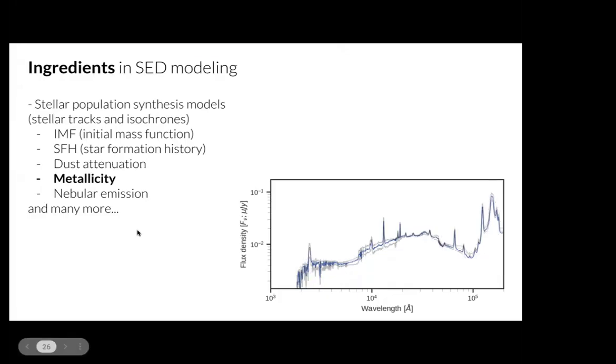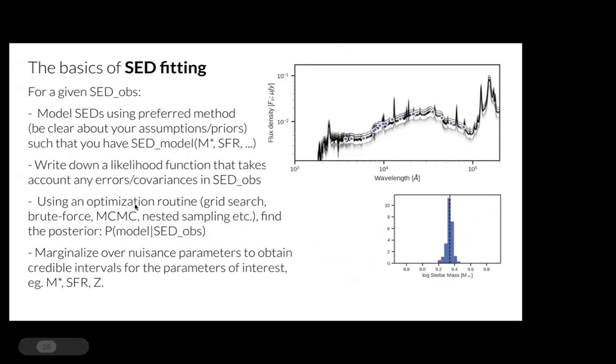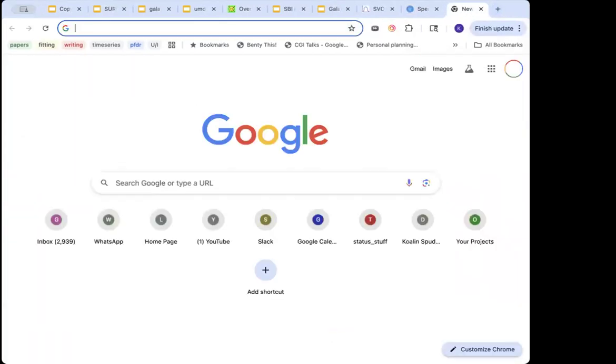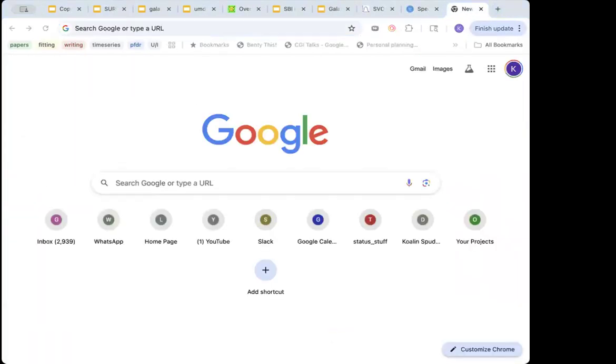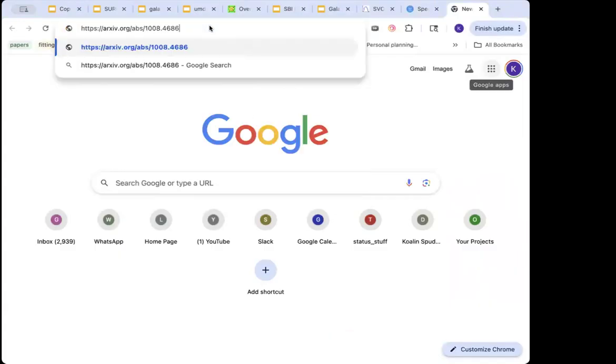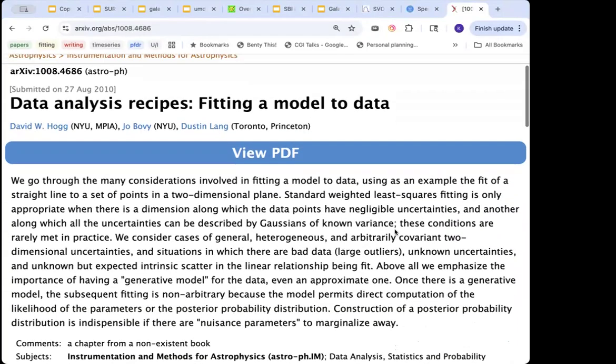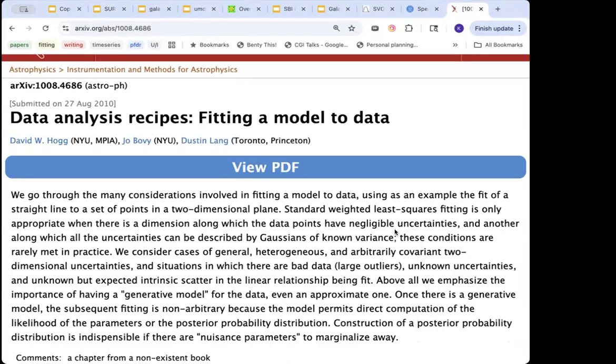Okay, cool. Great. I'm not going to go into all of these things right now. Before we get into SED fitting specifically, I wanted to share this paper. I'll put this in the chat as well. I think this is a good paper to have in general. It's basically a pedagogical paper talking about how you fit any model to any data.